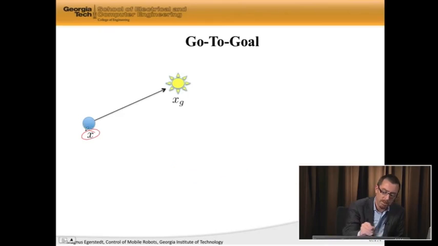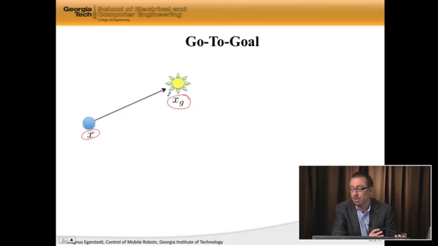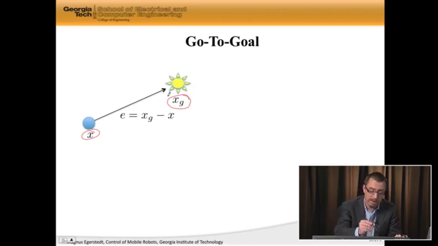Okay, let's start with go to goal. This is where the robot is. Let's say the goal is located at x sub g. Well, I want to go to the goal, so it's really clear where I would like to go. I would like to go in this direction. xg minus x is this vector, and I'm going to call it e.